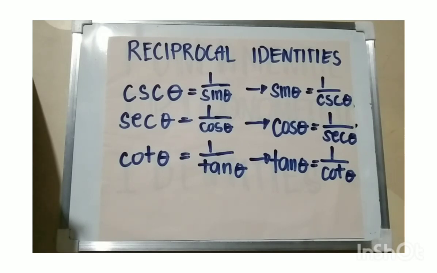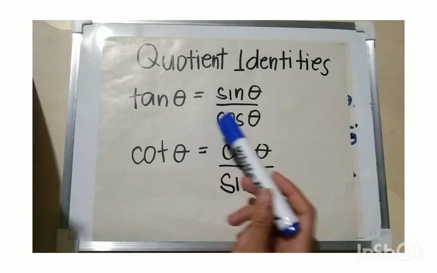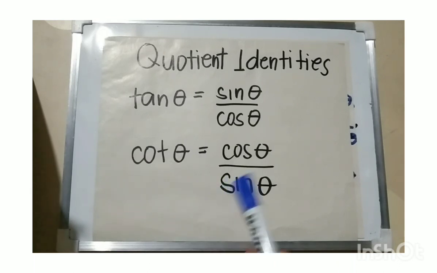Now, let's have the quotient identities. In quotient identities, these two, the tangent theta and the cotangent theta, are the most common quotient identities used in a trigonometric expression. So the tangent theta here is equal to sine theta over cosine theta, and our cotangent theta is equal to cosine theta over sine theta. So that's our quotient identities.